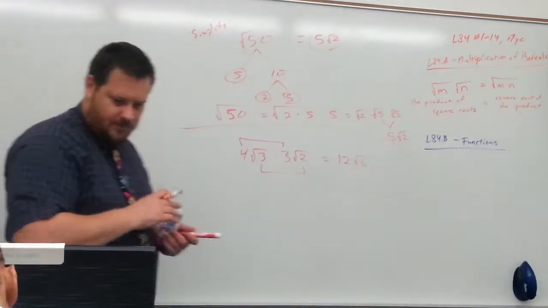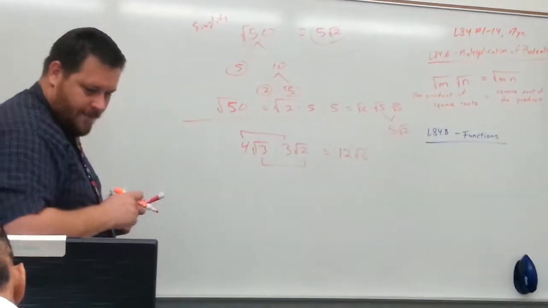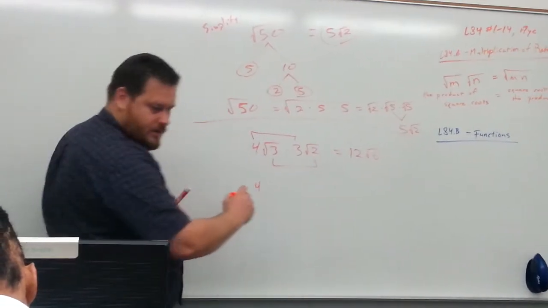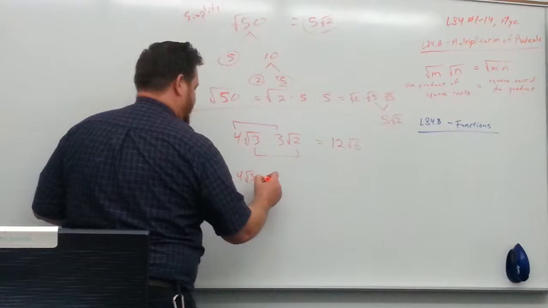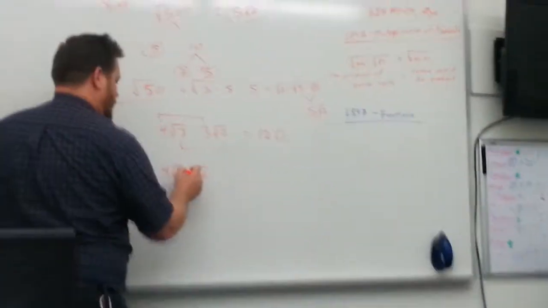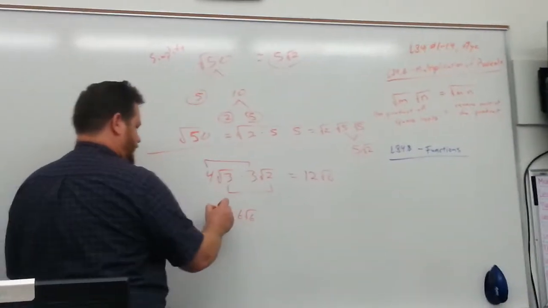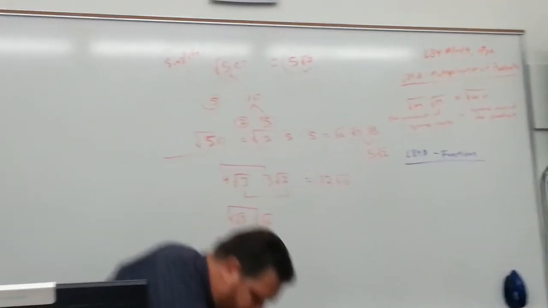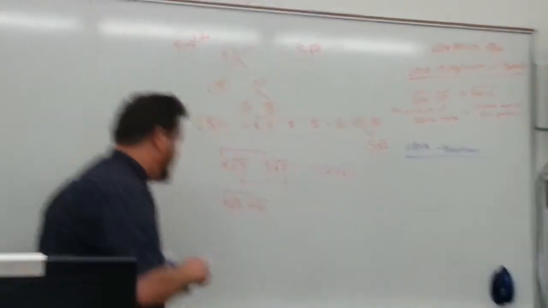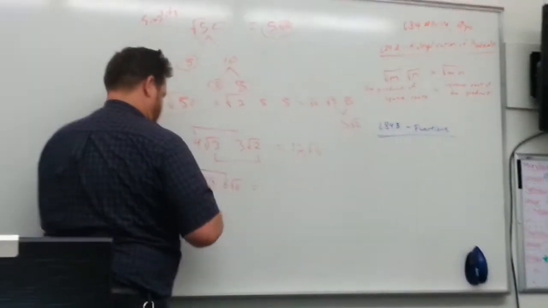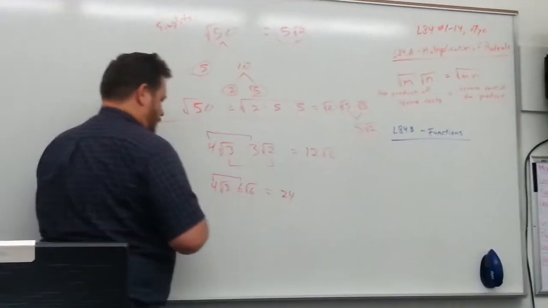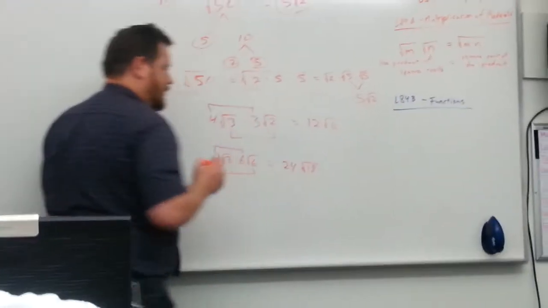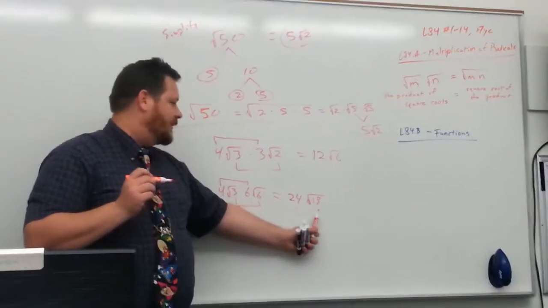All right. Let's take it one more step. Let's say we have 4 rad 3 times 6 rad 6. Okay, let's do the regular integers or whole numbers. 4 times 6 is 24. And rad 3 times rad 6 is rad 18. But we can simplify rad 18.